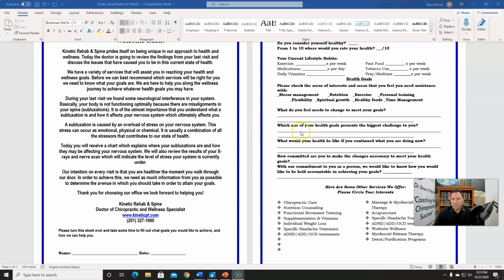The next question, what do you feel needs to change to meet your goals? Now, some doctors have a hard time with this one just because they feel like they're confronting the patient. Not that at all. If I'm going to truly help you as a person, if I'm going to truly understand what my best way to approach you and talk to you is, I have to know more about you as a person, right? I have to understand who you are, what you're about. That way I can help you the best.